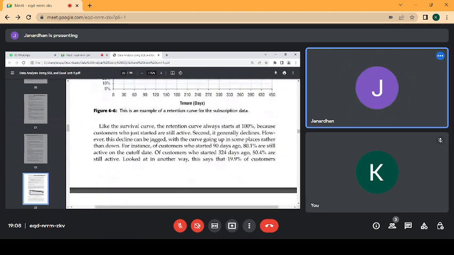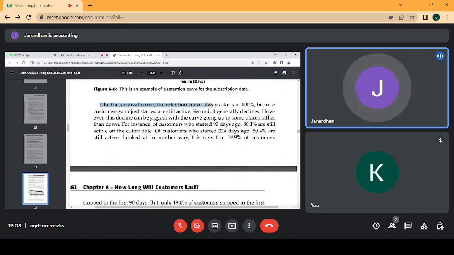Right. Like the survival curve, the retention curves always start at 100% because customers who just started are still active. Second, it generally declines. However, this decline can be jagged, with the curve going up in some places rather than down. For instance, of customers who started 90 days ago, 80.1% are still active on the cutoff date. Of customers who started 324 days ago, 80.4% are still active.